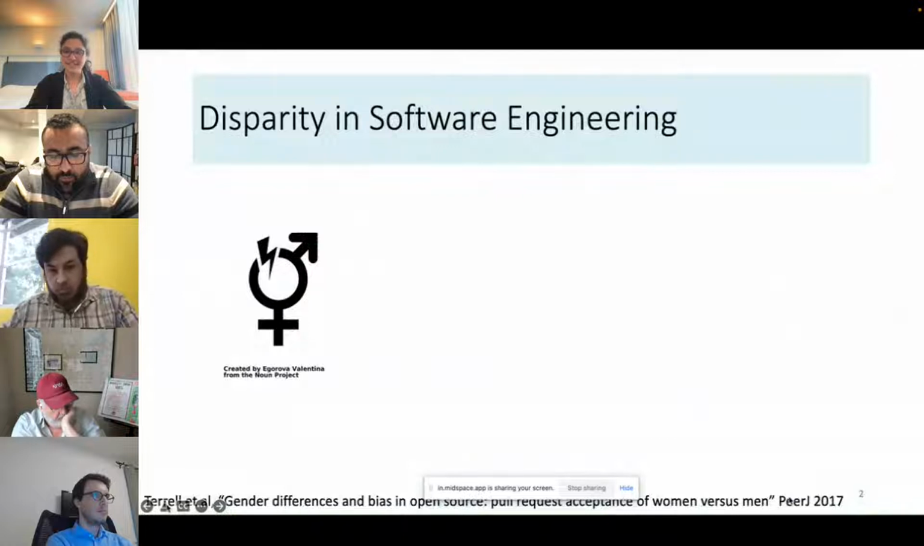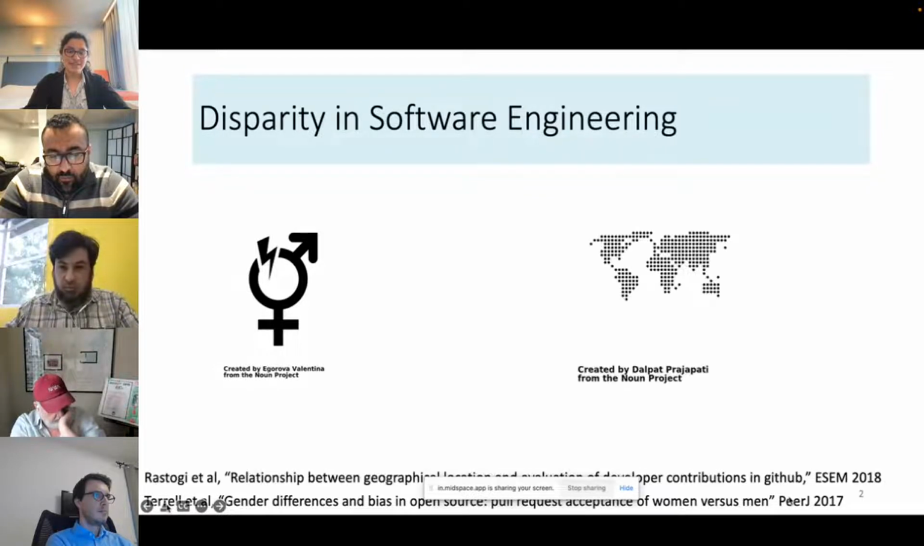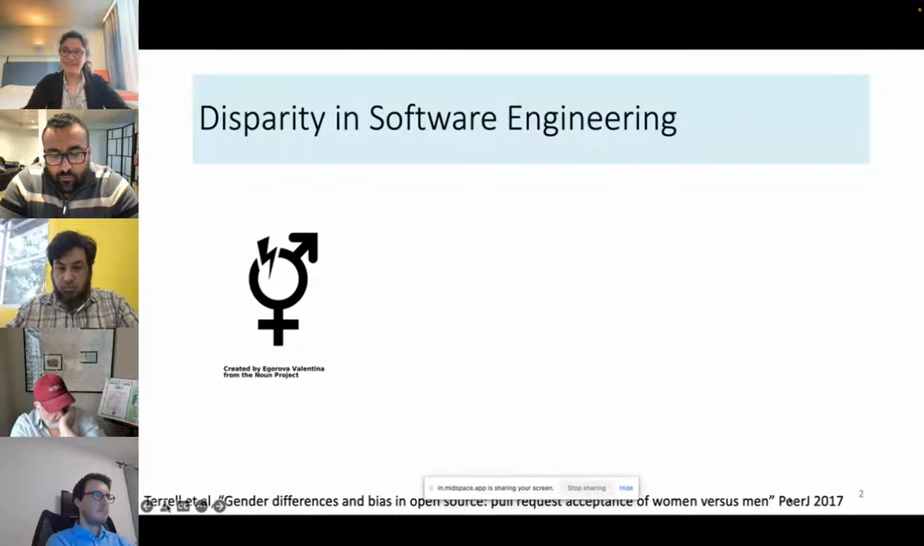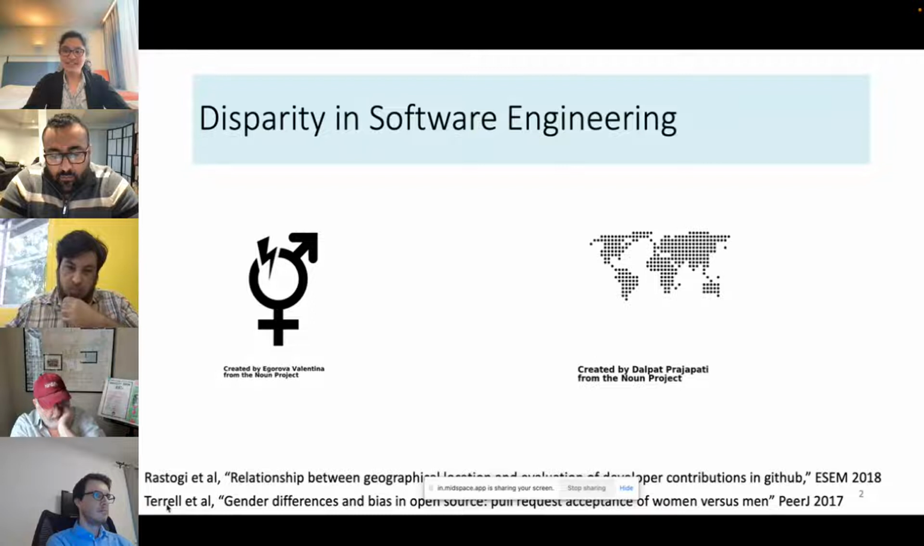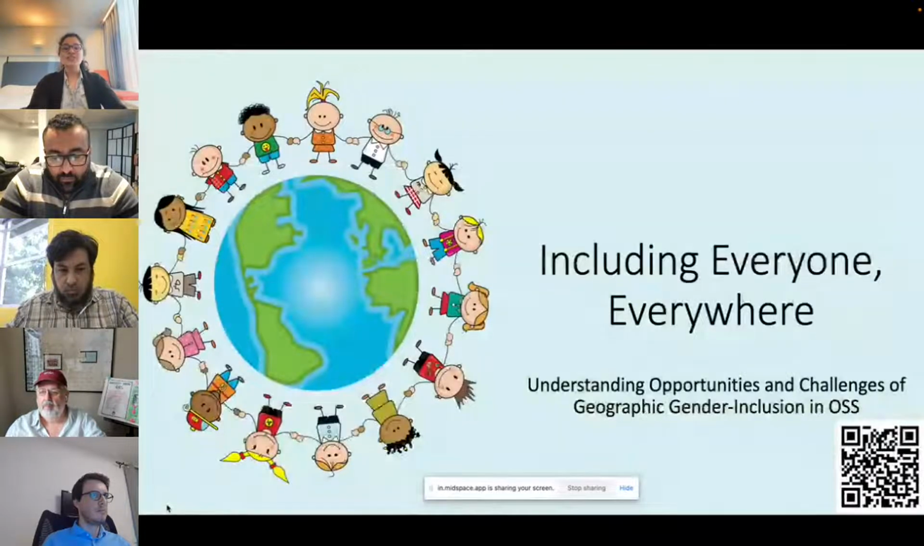There are studies in software engineering that have shown that, despite no significant differences in the working pattern of men and women, there are differences in how the contributions are evaluated. For instance, the contributions of women are more likely to be accepted when gender identity is not known. Likewise, another study shows that, depending on the geographical location of developers, some developers are more or less likely to have their contributions accepted. Taking these explorations a step further, in this study we are trying to understand the opportunities and challenges of geographic gender inclusion in open source software. Our vision is that through this and subsequent research, we can achieve our grand vision of including everyone, everywhere.